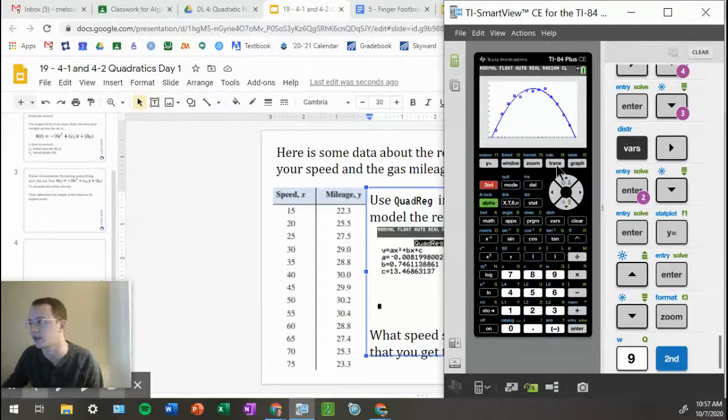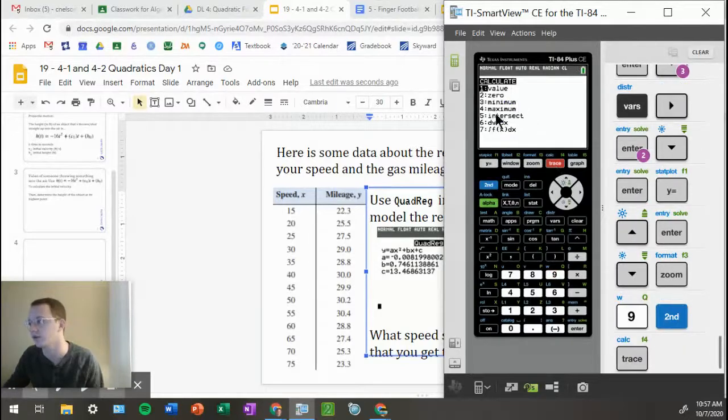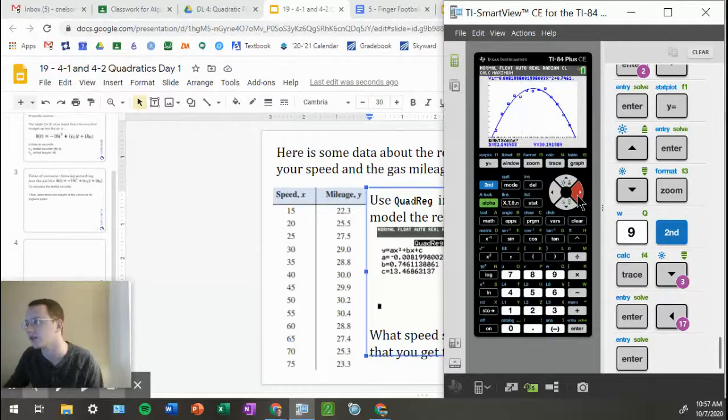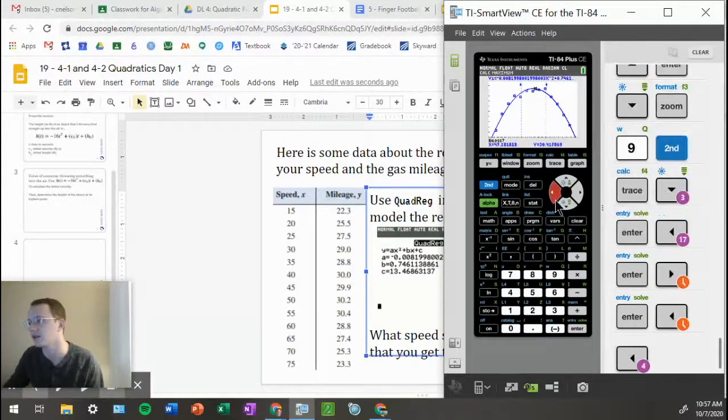We're going to do a second calculate, and then we're going to scroll down to a maximum value. It's asking for the left bound, so scroll over to the left side of the vertex, hit enter. Scroll over to the right side of the vertex, hit enter, and then scroll back to the center and click enter one more time. The vertex is this value right here. So 45.49 is the X value. 30.44 is the Y value.